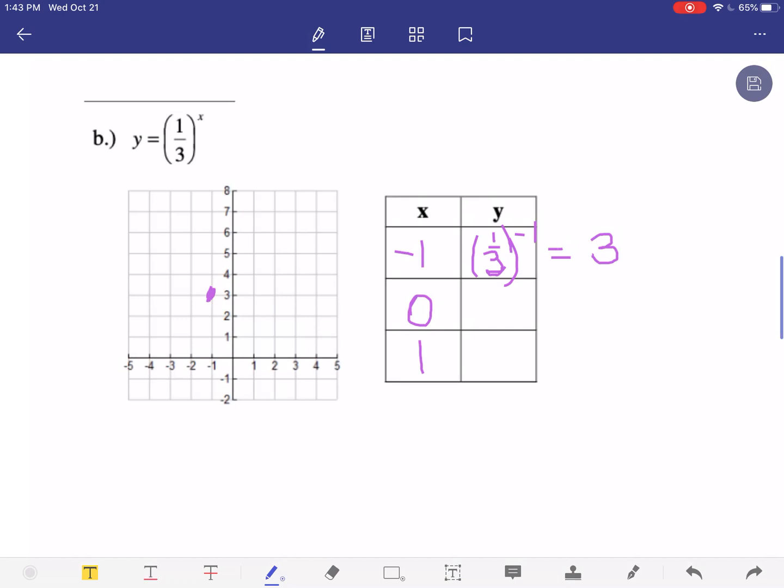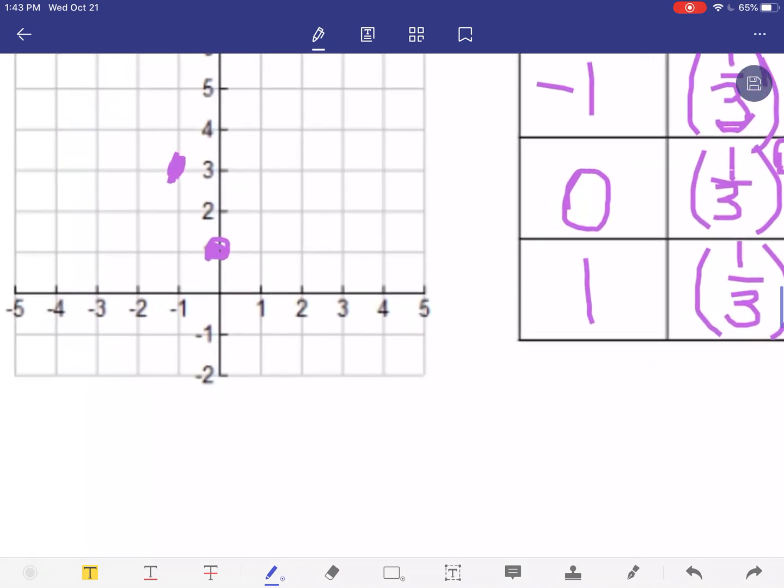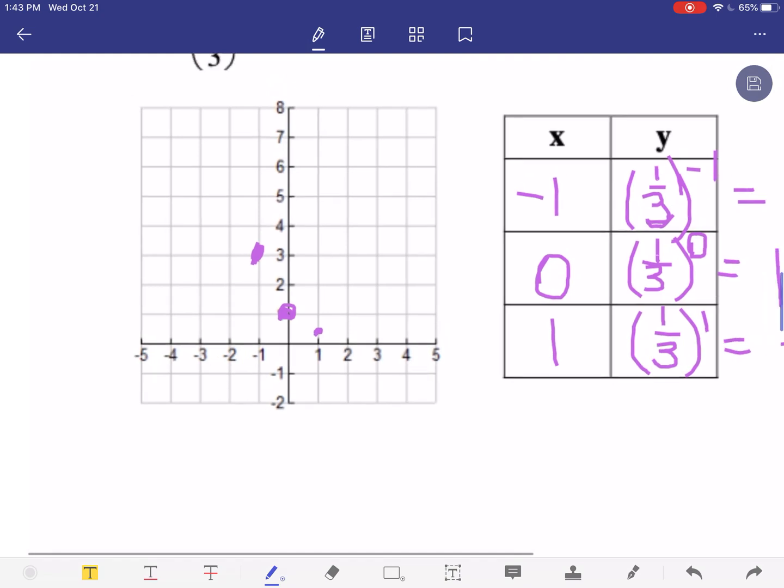If I plug 0 in, 1/3 to the 0 power. Anything to the 0 power, remember, was 1. So 0, 1. And 1/3 to the first power. Anything with an exponent of 1 is itself. So that one will be at 1/3. So we'll zoom in a little bit there and plot our point at 1 and 1/3. Give it a good estimate right about there, real close to the x-axis.